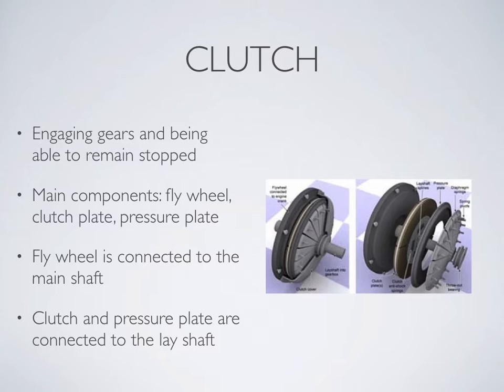So the main components of a clutch are the flywheel, the clutch plate, the pressure plate, and there's also a throwout bearing and a diaphragm spring. Those two control the disconnect. But anyways, how does it work?